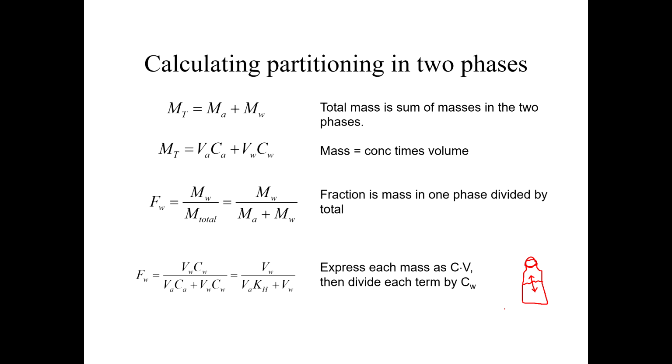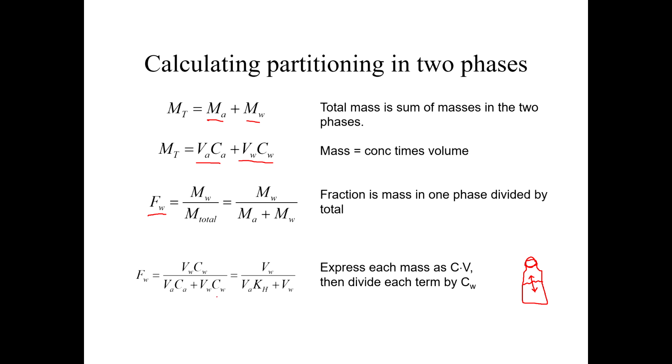So the total mass of my chemical is the sum of the mass in the air plus the mass in the water. That will give you my total. The mass in the air can be written as the volume of the air times the concentration in the air. Same thing for water. The mass in the water is the volume of the water times the concentration of your chemical in the water. So if I want to calculate my fraction of the chemical that ends up in the water phase, for example, that would be the mass in the water phase divided by the total mass, which we could also write as MW divided by MA plus MW. And then we substitute in the volumes here, we get this, right?